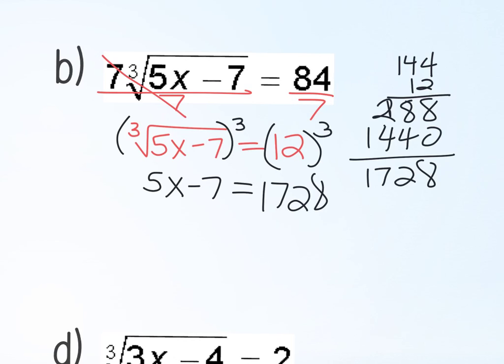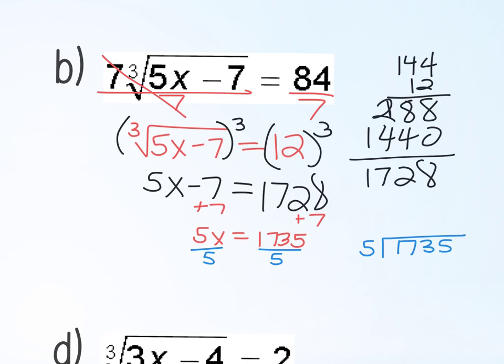Now what? Add the 7. And then divide by 5. So this would be 3, 4, 7.